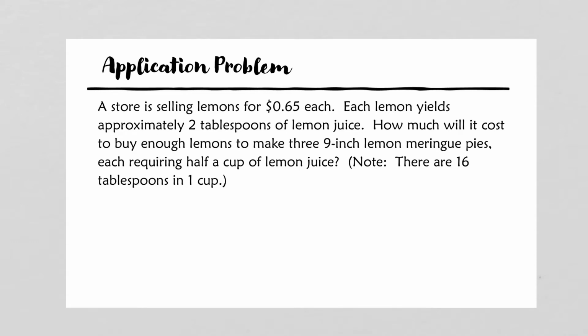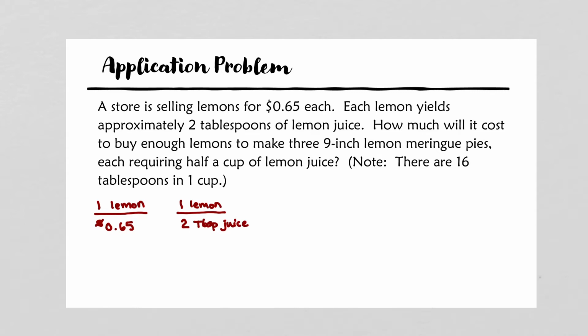There's a lot of information going on in this problem. So the very first thing that I want to do is gather what I know. Sentence 1 says a store is selling lemons for 65 cents each. That means I have a relationship or a rate going on. I know that 1 lemon is equivalent to 65 cents, so I'll write that relationship down. The second sentence tells me that each lemon yields approximately 2 tablespoons of lemon juice. That creates another ratio. So 1 lemon corresponds to 2 tablespoons of lemon juice.